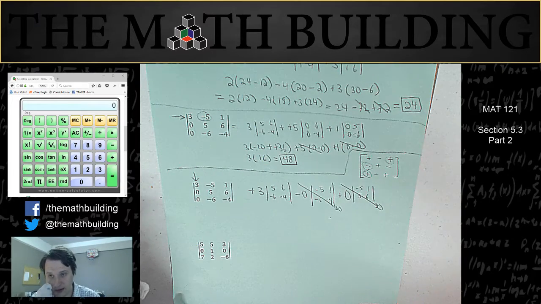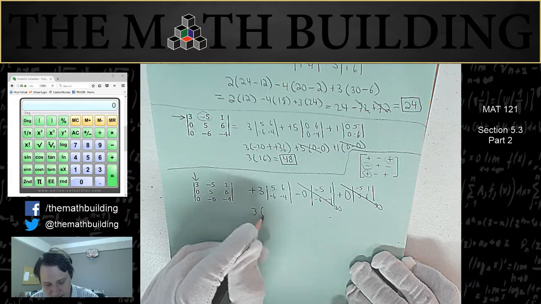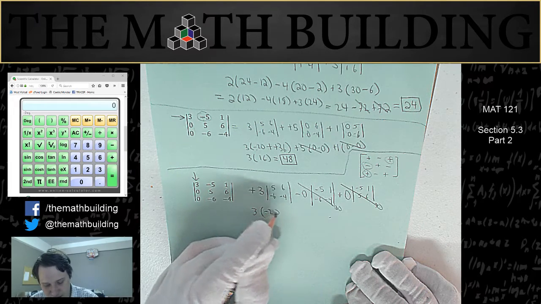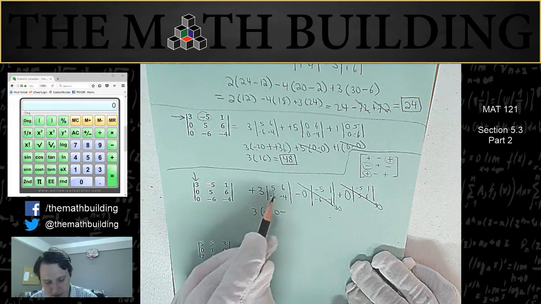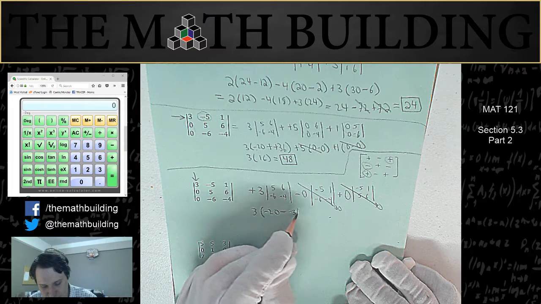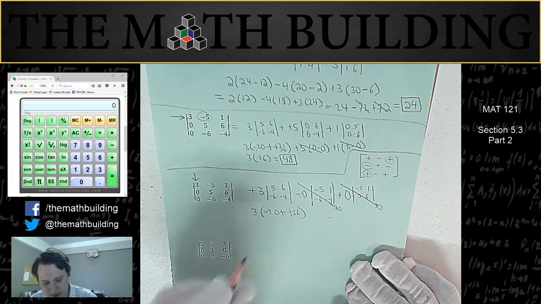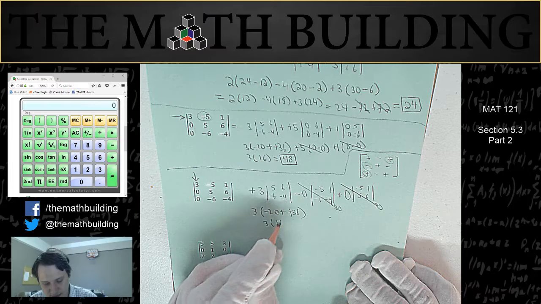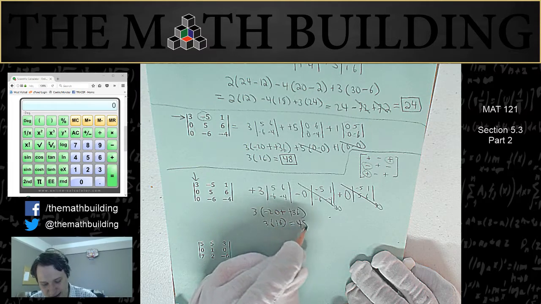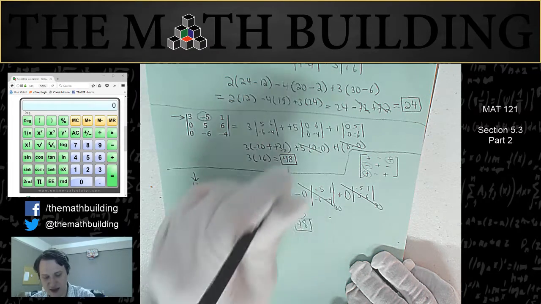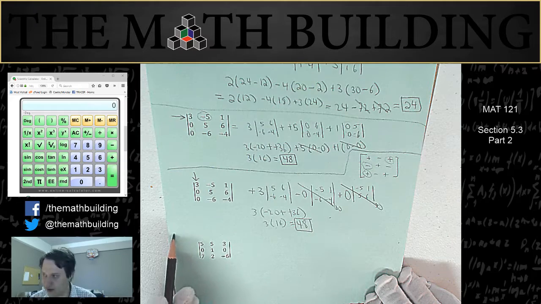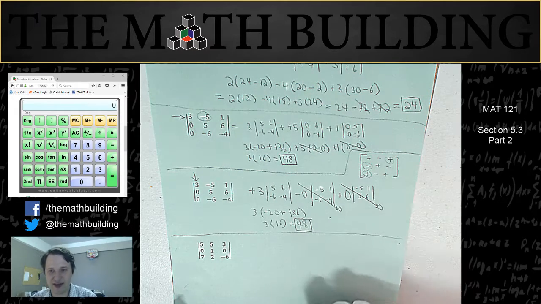So really, we only need to do the first one. So 3 times 5 times negative 4 is negative 20. Minus negative 6 times 6 is negative 36. These become pluses. So it's 3 times 16, which equals 48. And you see that we get the same answer as we did in the previous example. And hopefully you feel that that's kind of cool.